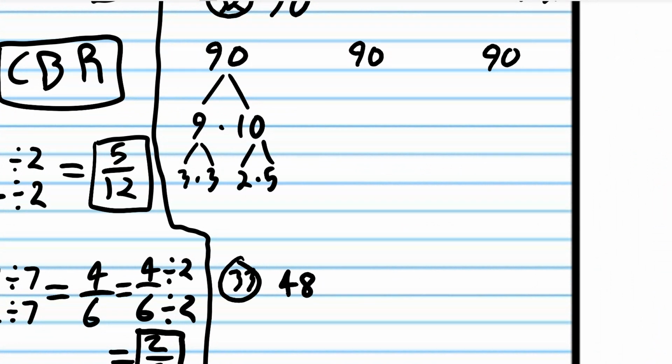And I can't go any further. So that is called a factor tree. Now, that's one way to factor 90, but there are other ways.